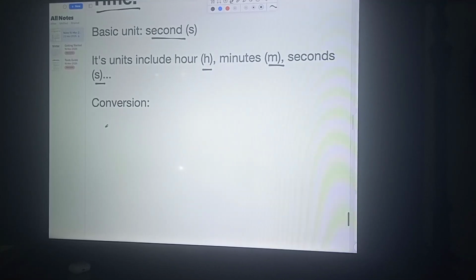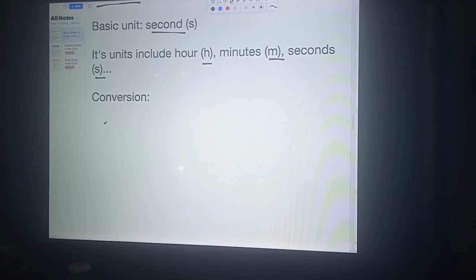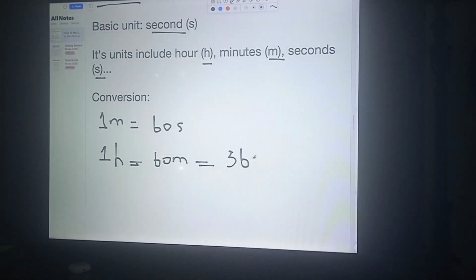Now, conversion. We can convert minute to second, like 1 minute is equal to 60 seconds. Similarly, 1 hour to 60 minutes, and then further to seconds. So 1 hour is equal to 60 minutes as well as 3600 seconds.